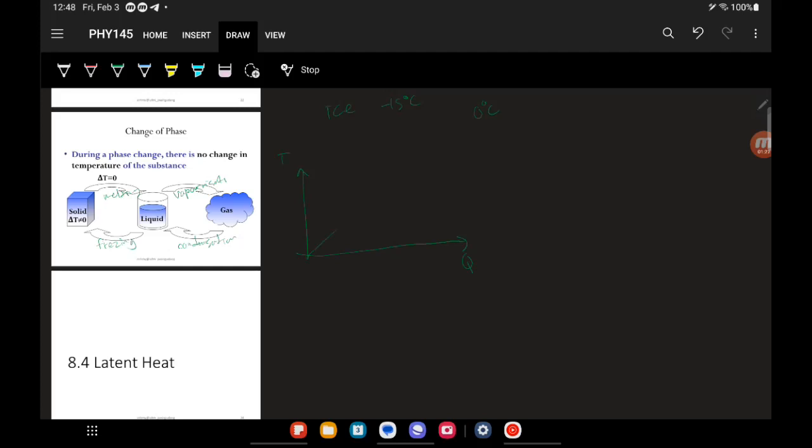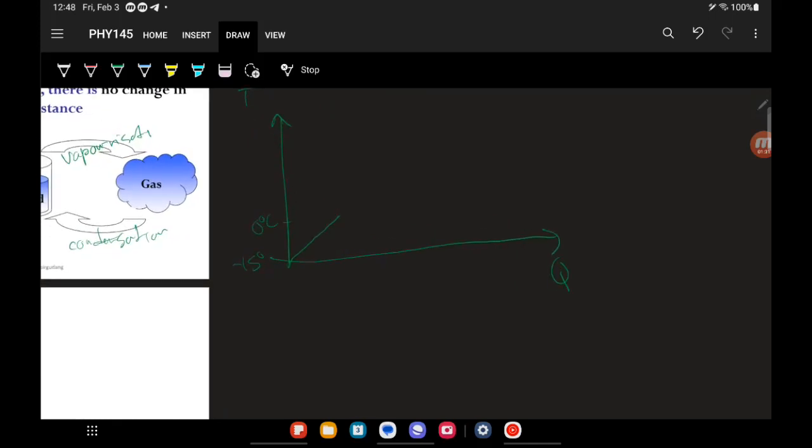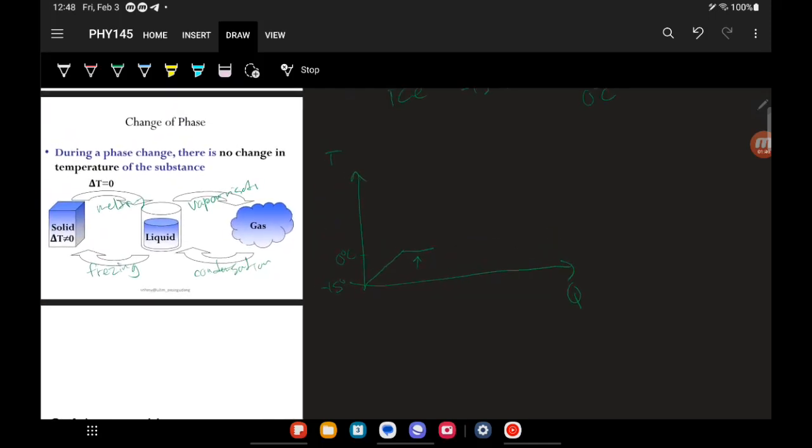The ice will increase in temperature, and once it reaches 0 degrees Celsius, before that it is negative 15 degrees Celsius, then when it reaches 0 degrees Celsius, it will maintain the temperature. The reason it's maintaining temperature is because the energy is being absorbed. If you look here, it still goes to the right, which means it is still absorbing more energy, because that energy is being used to break the bond. In this case, it's solid to liquid, to break the bond of the solid.